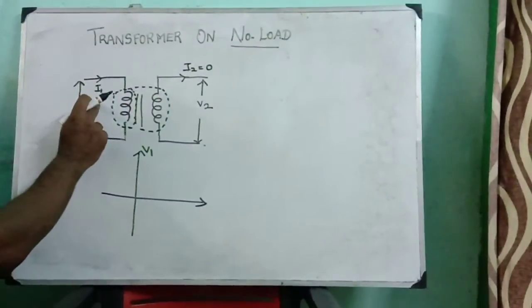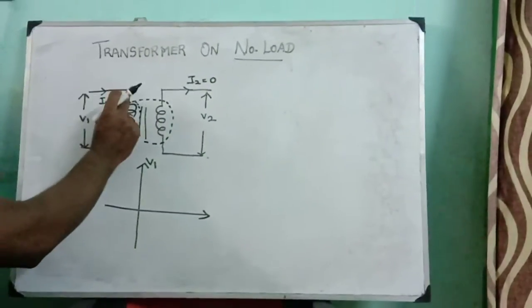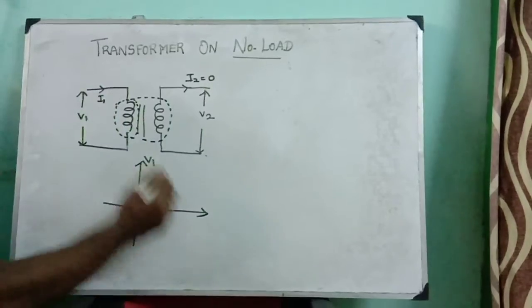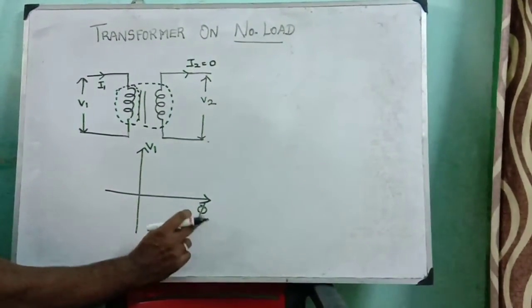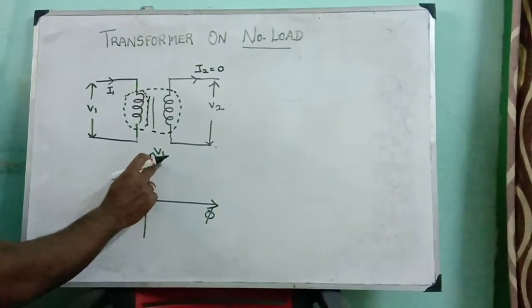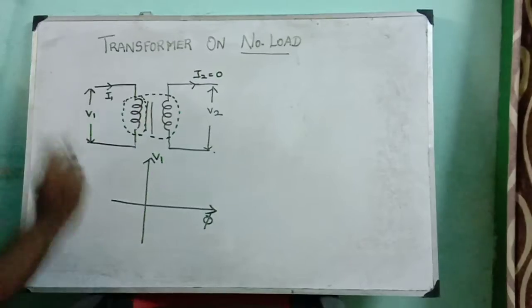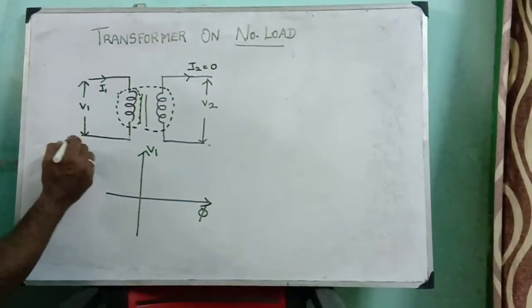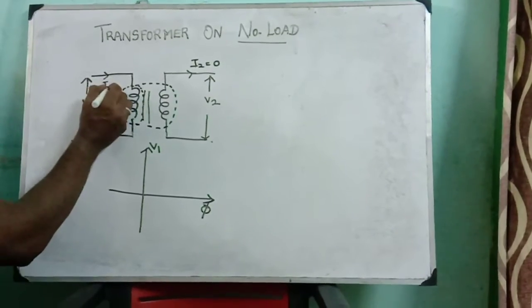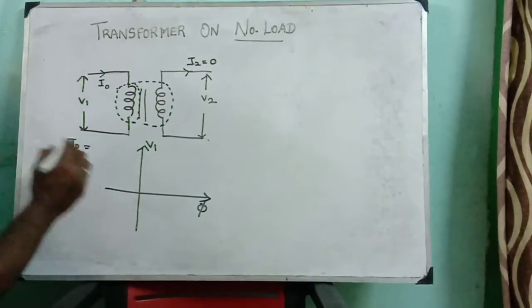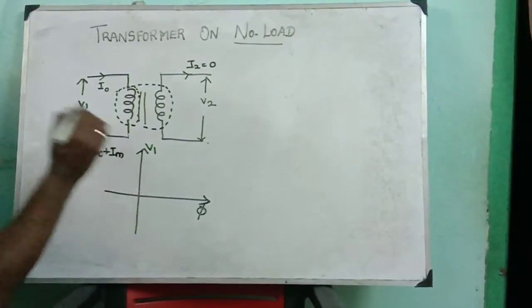Because of this supply, current flows in the primary winding. The current is responsible for creation of flux. So I am taking flux on the x-axis and voltage on the y-axis. During the no load condition, the transformer takes a no load current I0. For the purpose of understanding, I am taking this term as I0. The I0 has two components: one is the core loss component and the other is called the magnetizing component.